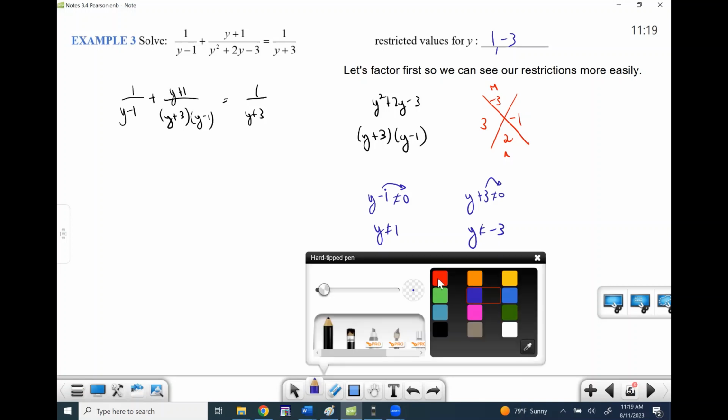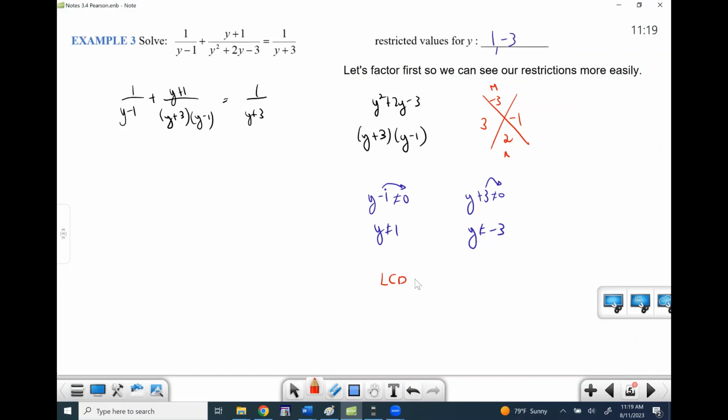Okay, so now we need the LCD, the least common denominator. It's actually easier when you have polynomials in the denominator, because any factor you see is going to be part of your LCD. So there's a y minus 1 and there's a y plus 3. That's going to be our LCD. I wouldn't need to put it to a higher power unless one of them was squared. Then you would take the highest power that you see. But since they're all to the first, we're just going to keep them to the first in our LCD. So we're going to be multiplying by y minus 1 and y plus 3 to all of the numerators.